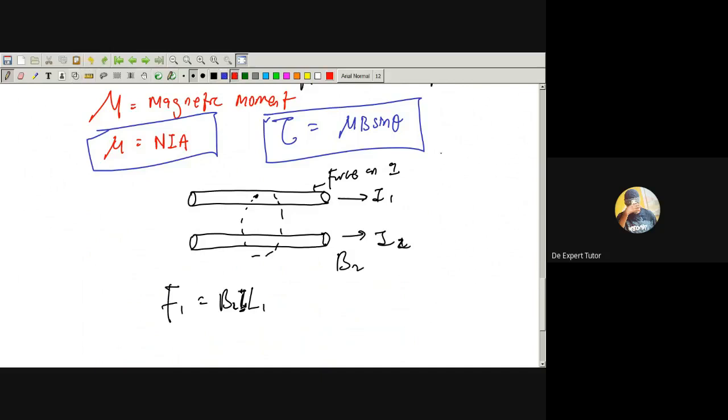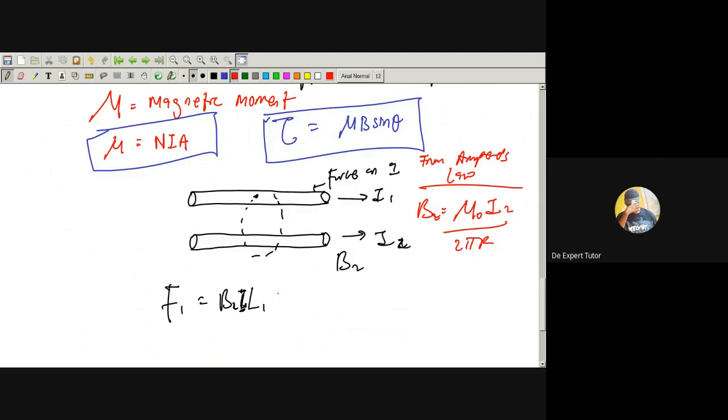Don't worry, I will attach the link of the video to this particular video on YouTube. So from Ampere's law, B2, the magnetic field, is mu naught I over 2 pi r. This r is the particular distance where you want to find the magnetic field. It can be a point here. So that's the distance. So this is mu naught I2 over 2 pi r. This is when you have two conductors placed beside each other.